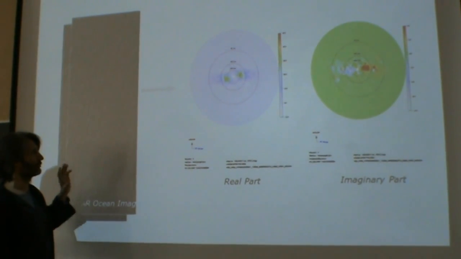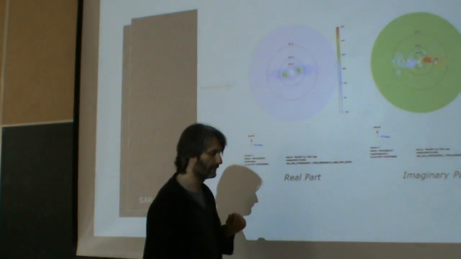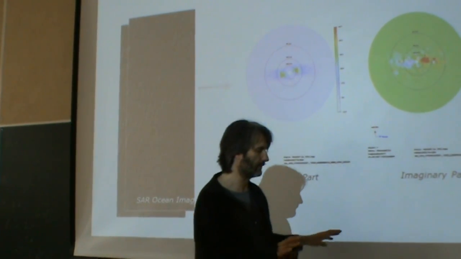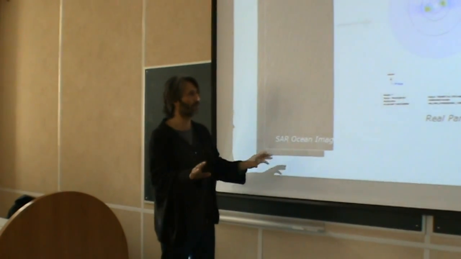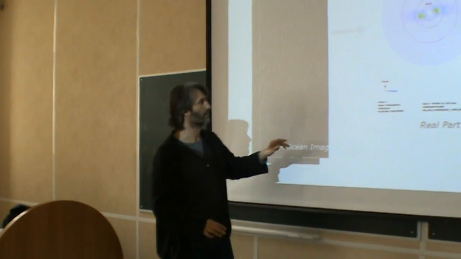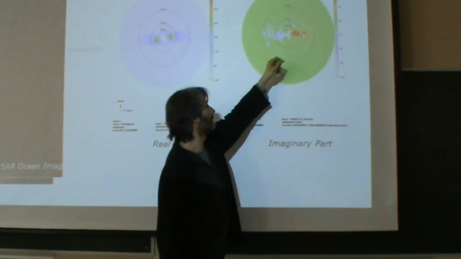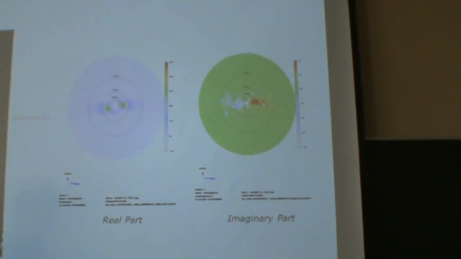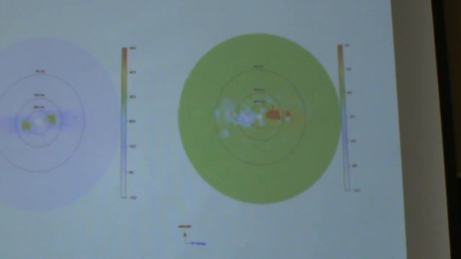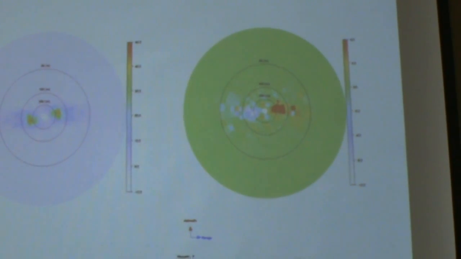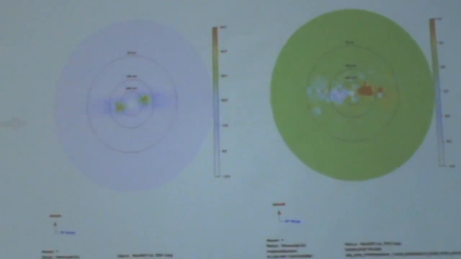But since we had two images, even if the time separation between these two images was only of the order of 0.3 seconds, we were able to see the wave move. And here, in the imaginary part, we are able to consider that the waves are going in one direction rather than the other one. That means that we are able to resolve the ambiguity of propagation with this principle.